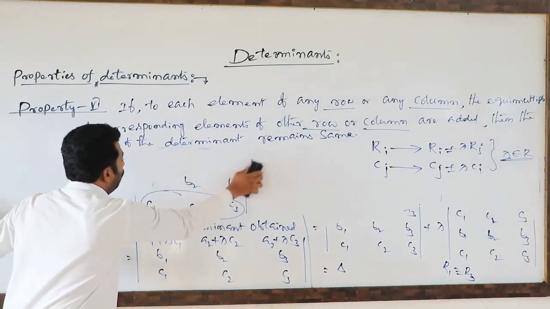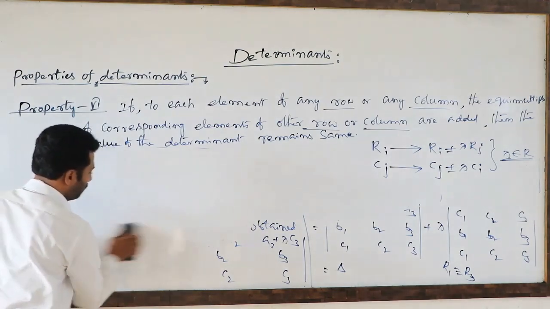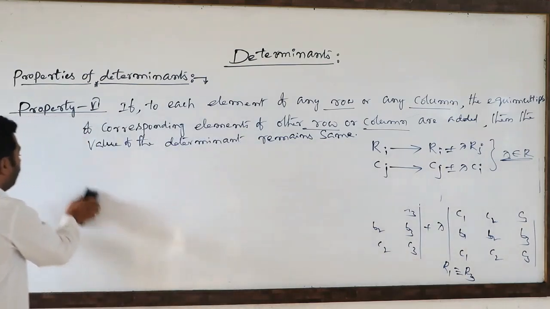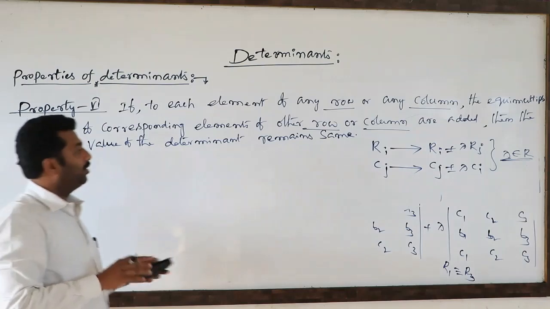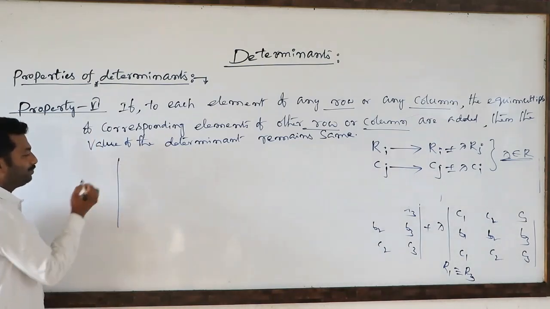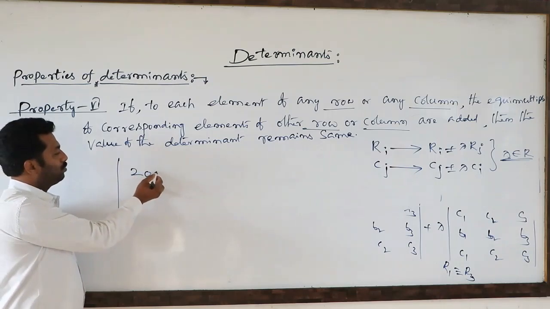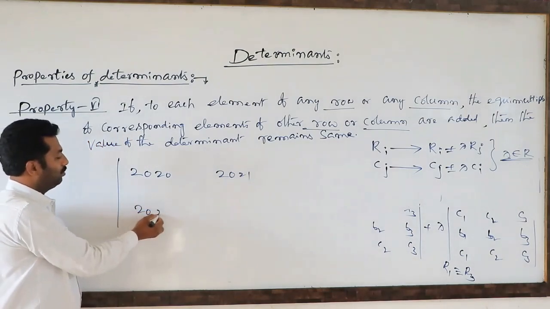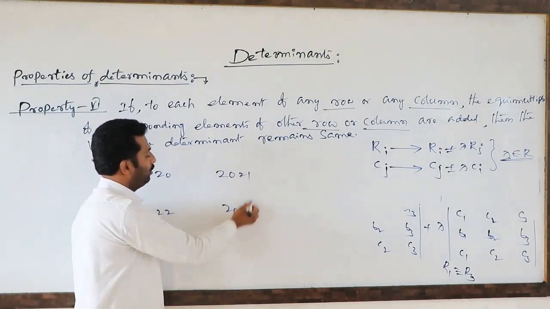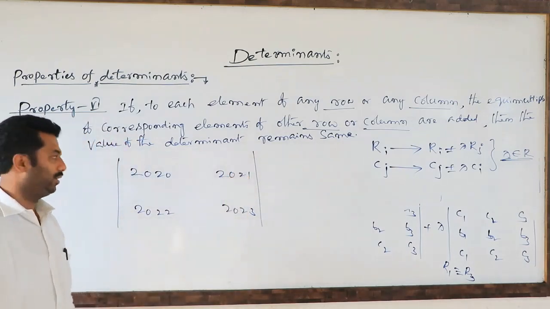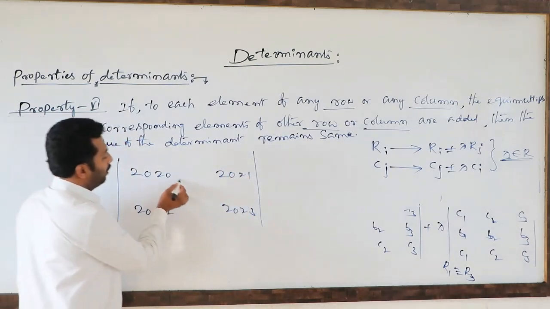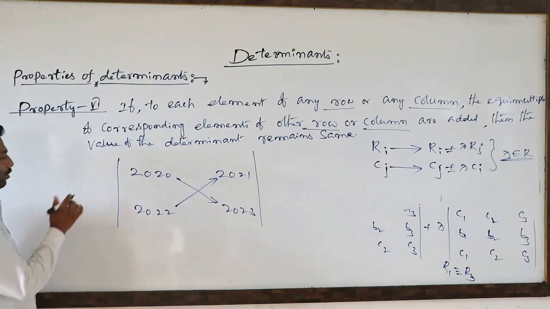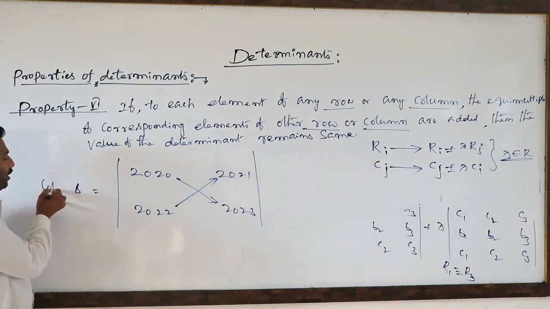Now I will give one more example for this problem. From the entrance point of view, in CET and especially in NDA, they will ask these types of questions. Suppose the determinant with rows 2020, 2021 and 2022, 2023 is to be calculated. If you just apply the definition, it is a lengthy process. So you observe, suppose this is delta.